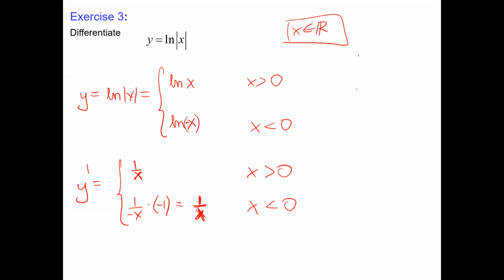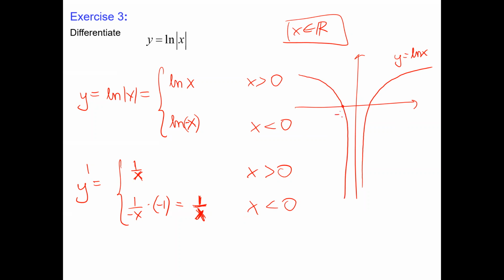If the argument is positive, the logarithmic function looks like this, ln of x. But ln of negative x looks like this. The argument, the input, is negative, so we have a reflection about the y-axis. Okay, that's the graph of our function.